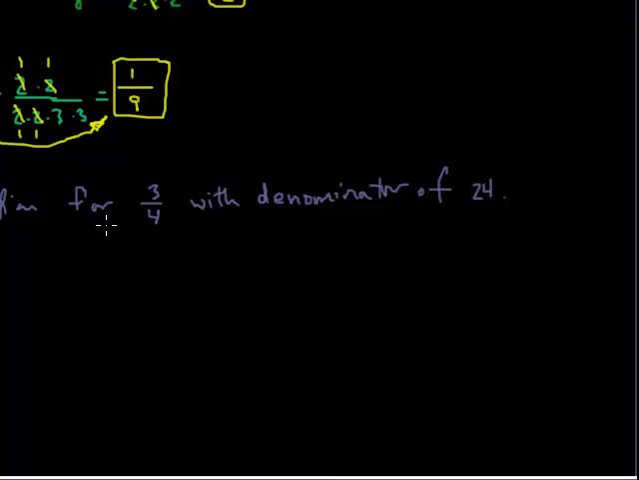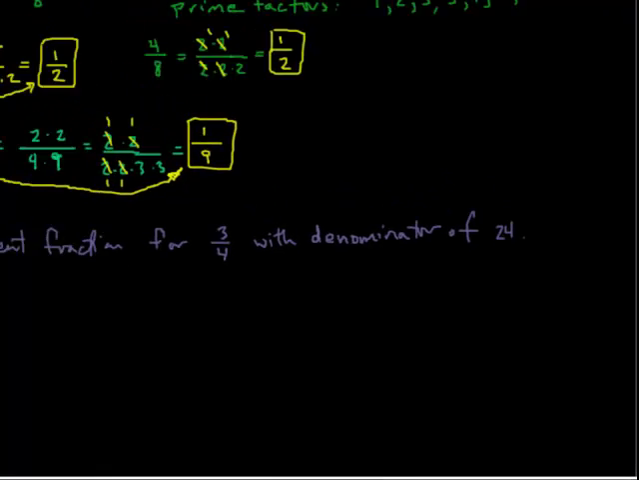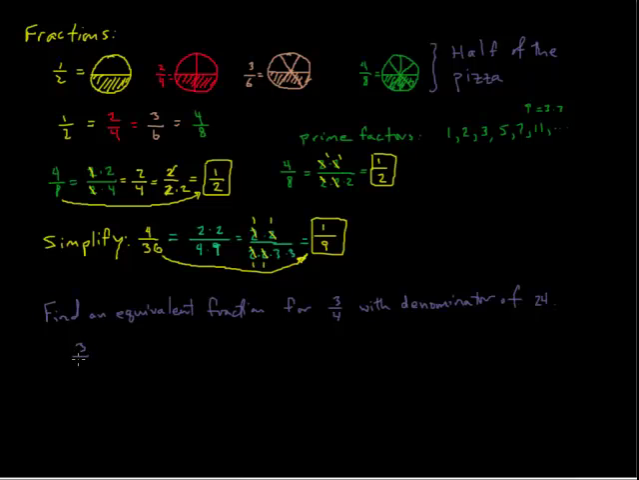We're starting with a fraction 3/4. And we want to get to a fraction that has a denominator of 24 and is equivalent to 3/4. So we need to think about what number we multiplied 4 by in order to get 24? Well, 4 times 6 is equal to 24.